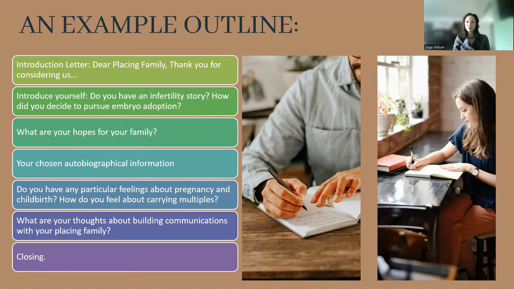You can talk about your hopes for your family in the long term. How many kids are you hoping to have? What are some things you want to do together as a family? If you already have children, talk about that. And you'll include some things about your pets too if you have them.